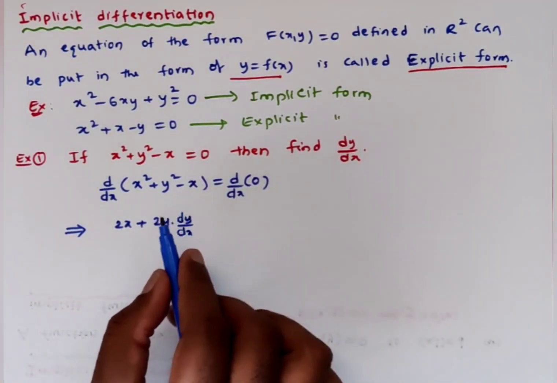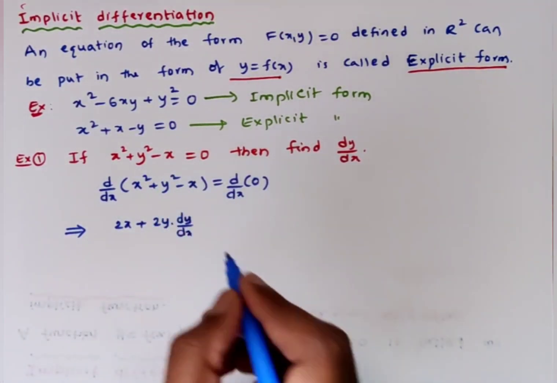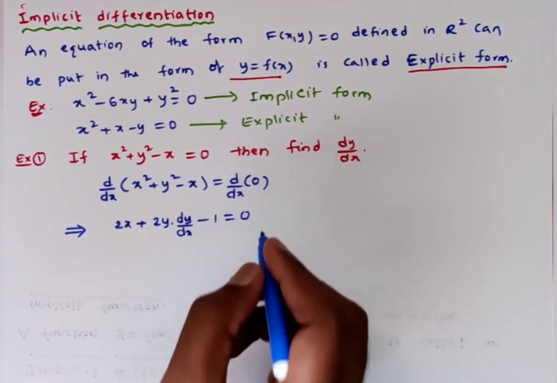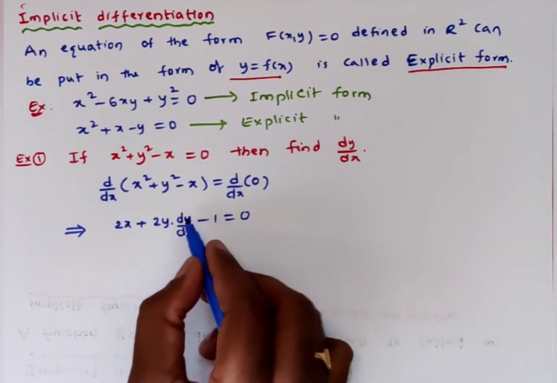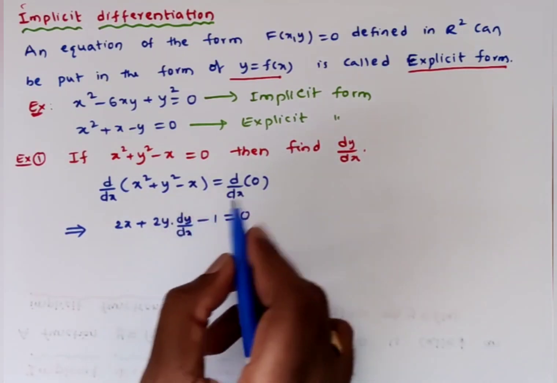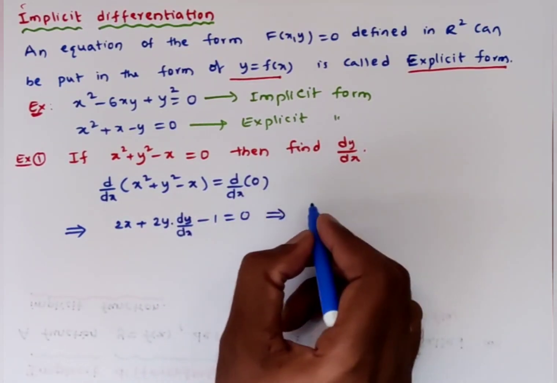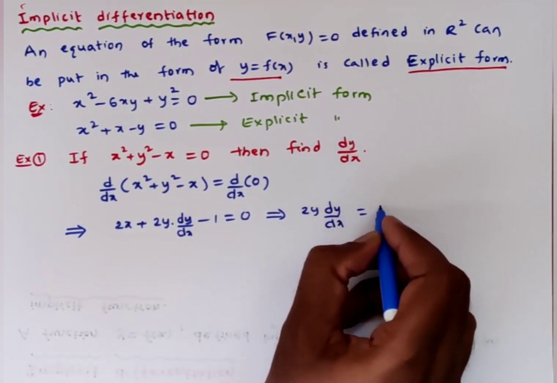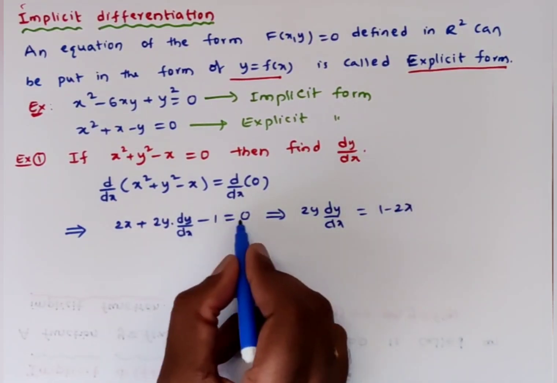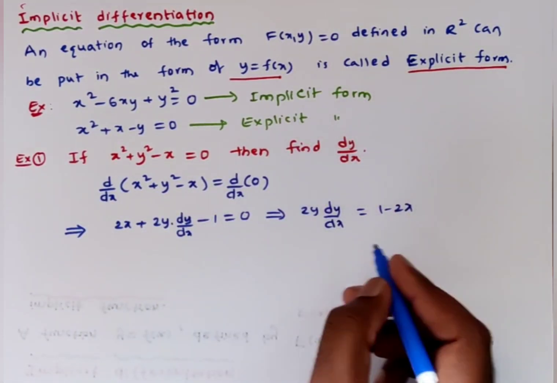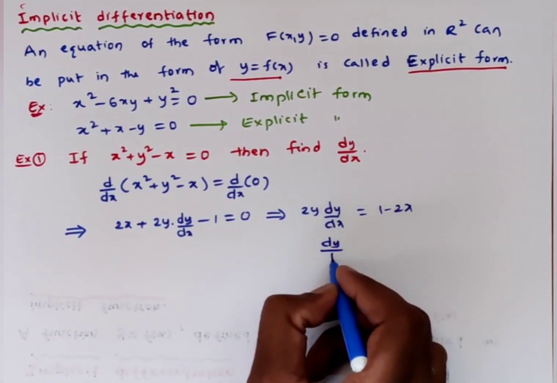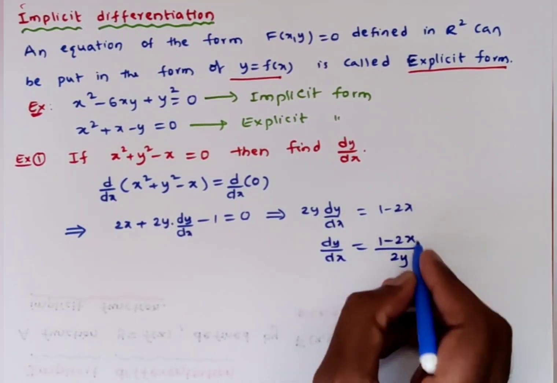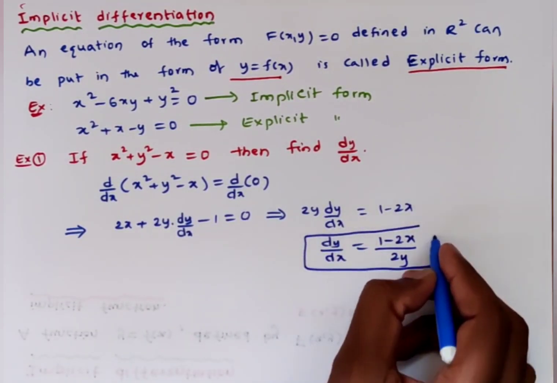If it is y, compulsory it is y in terms of x, minus the derivative of x is 1, which is equal to the derivative of 0, which is 0. Now we need to separate dy by dx from this. So 2y into dy by dx is equal to 1 minus 2x, right? 1 is positive and 2x will be negative. So finally dy by dx is equal to 1 minus 2x divided by 2y. So this is the derivative of that function.